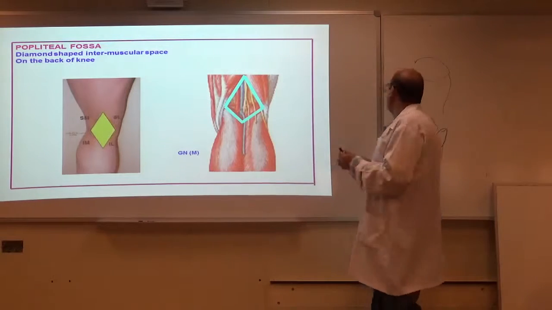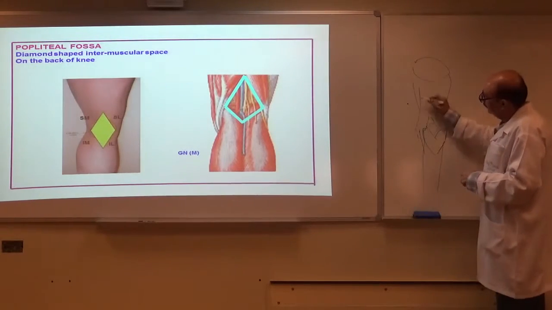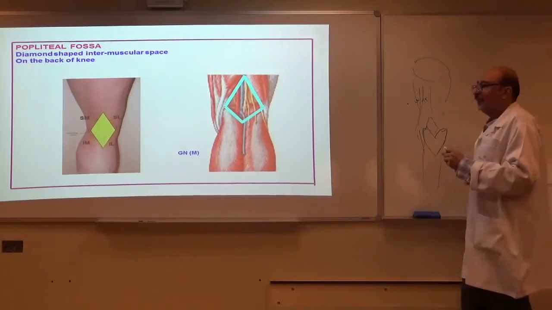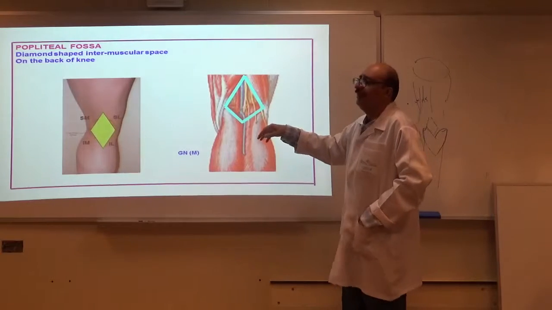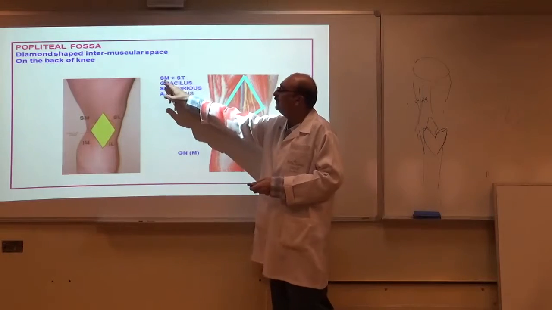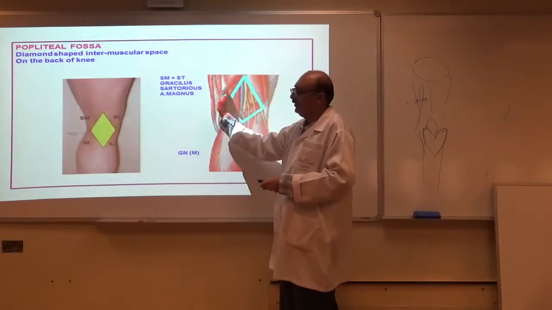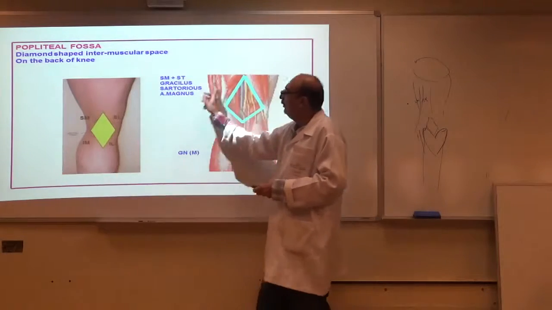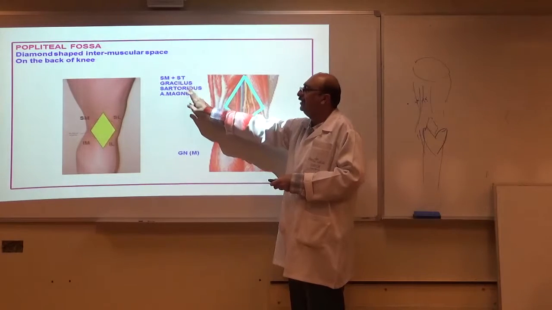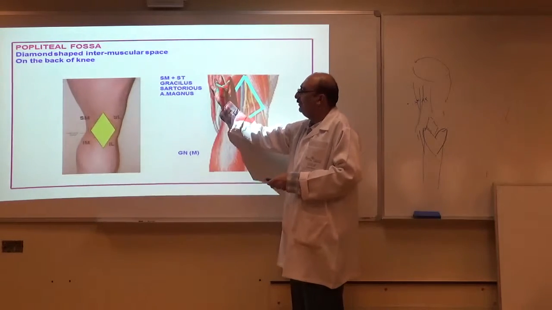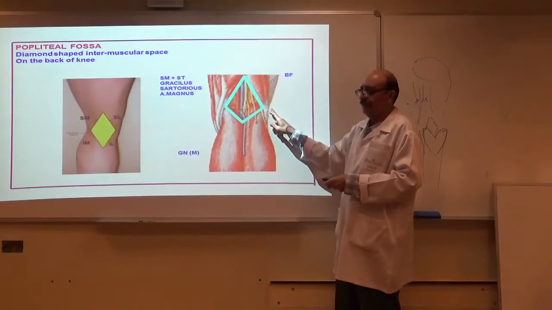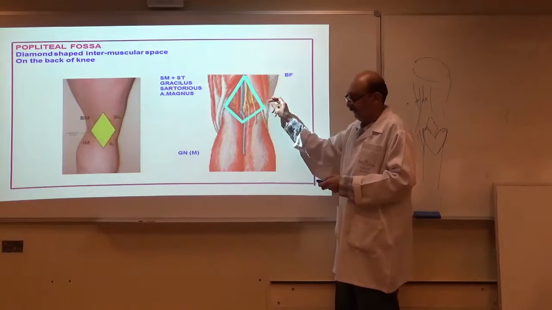Here semimembranosus, semitendinosus, and biceps femoris. So all these muscles are here. Try to find how they are arranged in the fossa. Semimembranosus, I am talking of this superior medial boundary now. This line is made by semimembranosus, semitendinosus, gracilis, sartorius, and adductor magnus. All of them are crossing here. Then biceps femoris on this side, the superior lateral.